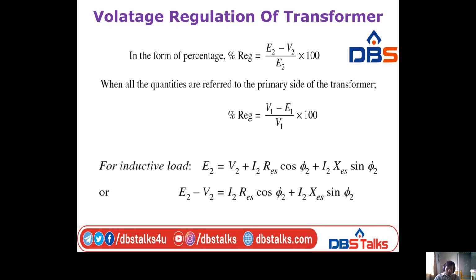Now, from this equation, we get E2 minus V2, that means the difference between the no load voltage and full load voltage. E2 minus V2 is equal to I2 R equivalent cos phi 2 plus I2 X equivalent sin phi 2. This equation must be remembered, and it will be used when we are solving problems in a single phase transformer for calculating the regulation. So this equation is very useful.